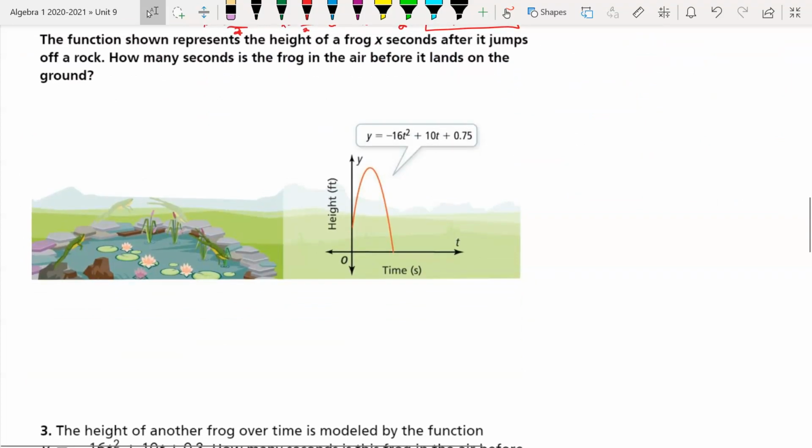It says the function shown represents the height of a frog x seconds after it jumps off a rock. How many seconds is the frog in the air before it lands on the ground? All right.